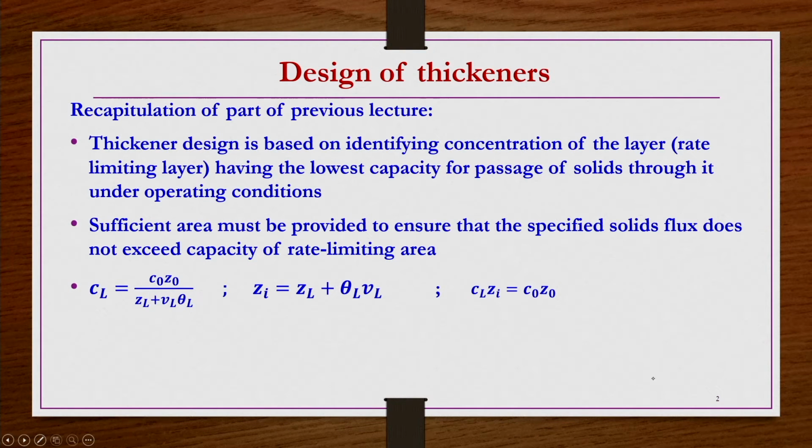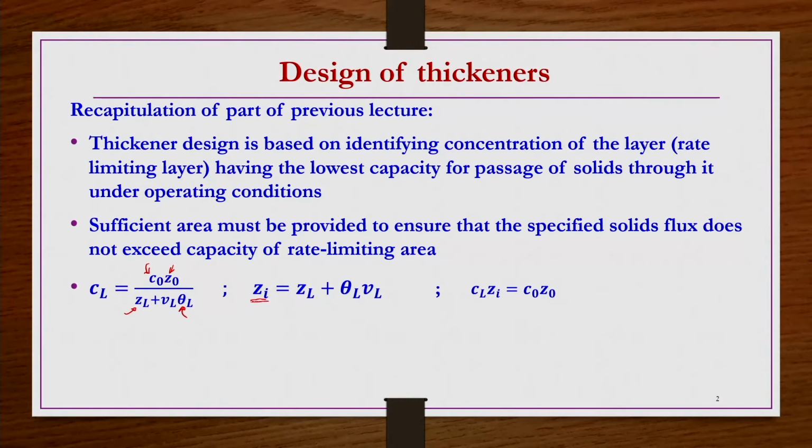Then we did a material balance. We found that CL, the concentration of solids in that rate limiting layer, is C naught Z naught by ZL plus VL theta L. C naught is the concentration of solids in the initial slurry, Z naught is the initial interface height, and ZL is the height of that layer, the interface height when this rate limiting layer has been identified at the settling time theta L. At sedimentation time theta L, the concentration of solids in that layer is CL, and the corresponding interface height is ZL.